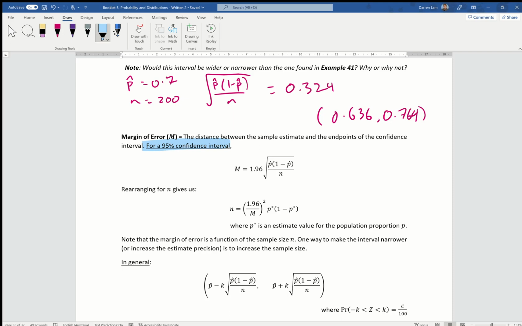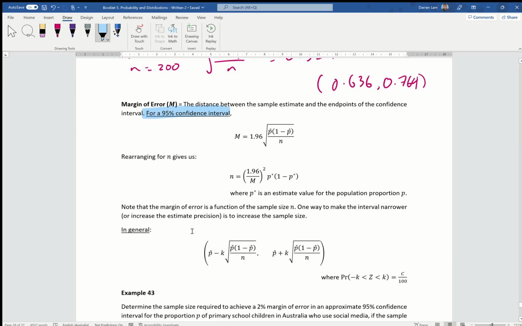So m equals 1.96 multiplied by that square root that we're familiar with. It's the same as before, but it's our mean, or our proportion value, multiplied by this value here. So that's our margin of error. Rearranging for n, the sample size, gives us this formula, which is still referring to the 95% confidence interval.